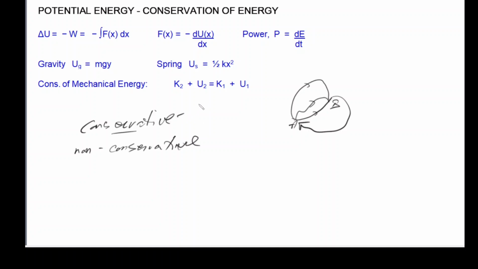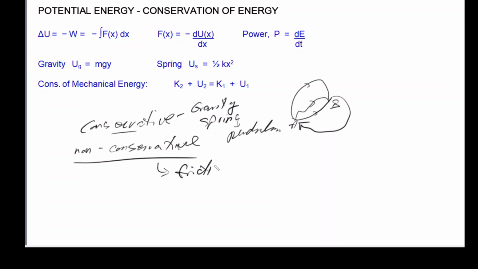Examples of a conservative force are gravity, a spring, or even a pendulum. A non-conservative force produces a type of energy that can't be recovered or changed to another form. Examples of a non-conservative force would be friction, which results in thermal energy, and drag.